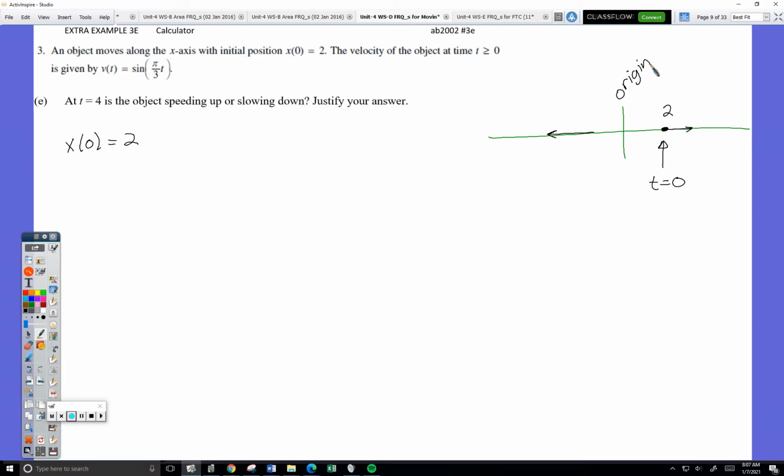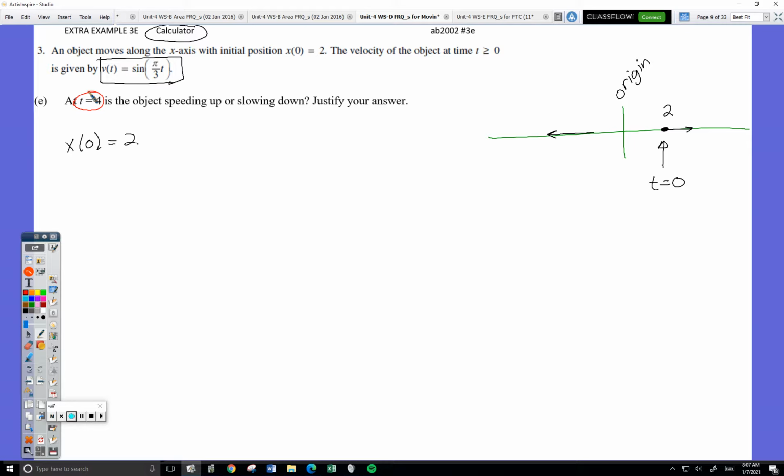Cool. Then they give us a formula for the velocity. One of the most important things about this problem is that it is calculator allowed, as are all problems in Unit 4. It's going to make my work a lot easier. I don't have to do anything by hand. I can just keep using my calculator. They want to know at time equal 4, is the object speeding up or slowing down?